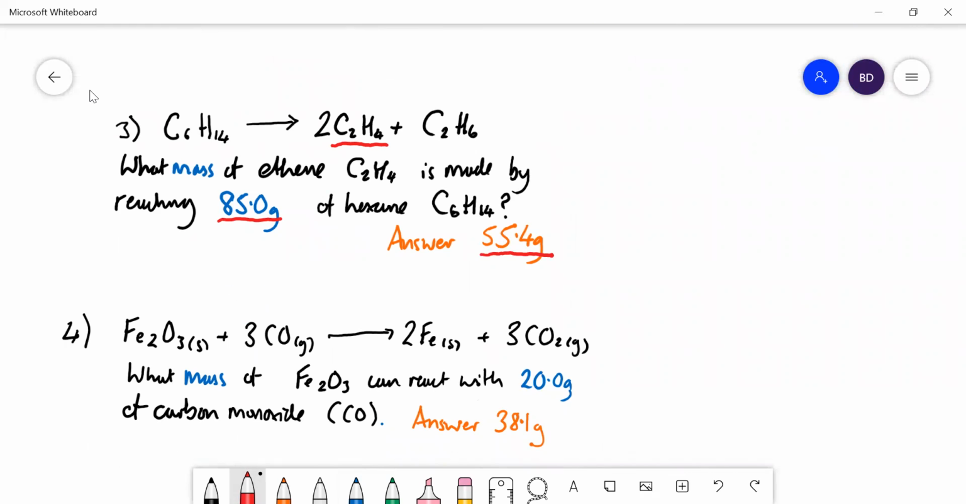Here is number 4. We've got iron oxide reacting with carbon monoxide. This is how iron is obtained from its ore. It'll give you iron metal and carbon dioxide. So what mass of iron oxide can react with 20 grams of carbon monoxide? And you can do it, and if you get 38.1, you have done it correctly.